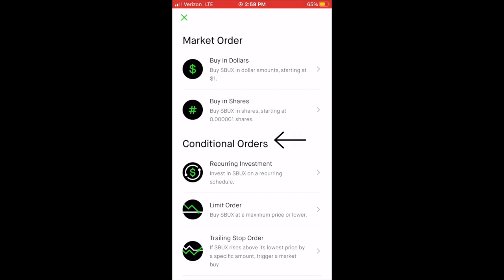Now, market order, we see that there are 2 options, buy in dollars and buy in shares. So a market order, guys, is a straight up right then and there purchase. If you're doing a market order, you are trying to buy whatever stock you're looking at right then and there. We already looked at buy in shares, which is buying an exact number of shares. You pay the price that is trading right then and there, and it'll tell you how much it's going to cost.